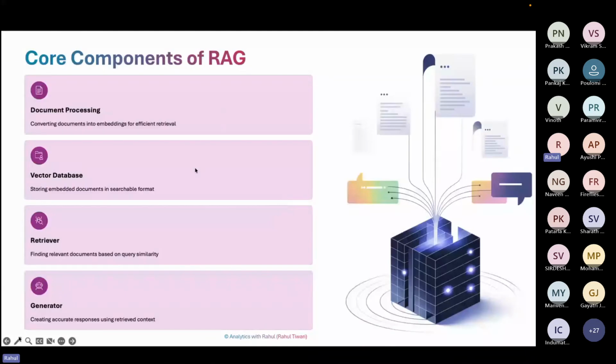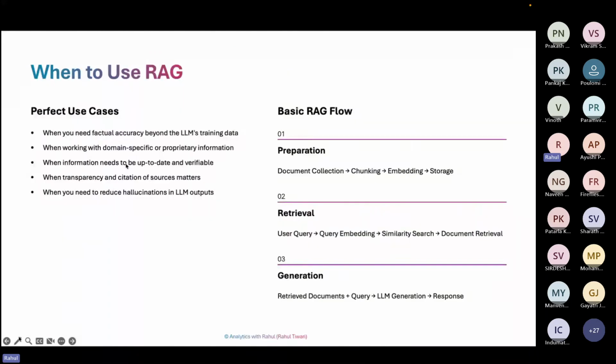So these are the components of RAG which we have: document processing, vector database, retriever, and generator, right? Document processing is basically again the splitting and embedding. I want to split the document. I want to convert that to numbers. I will store that in the vector database. Once a user query comes in, it will be retrieved and then it will generate the response using the chat model, right?